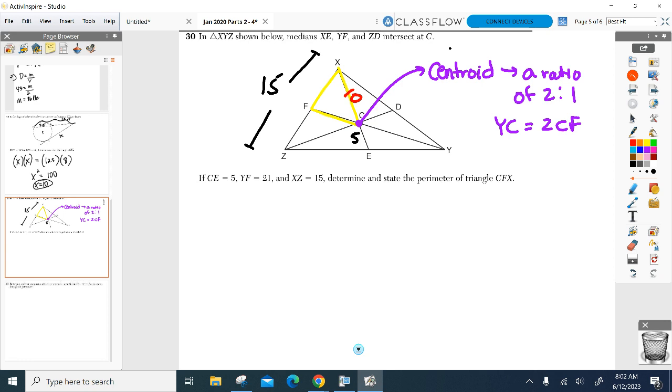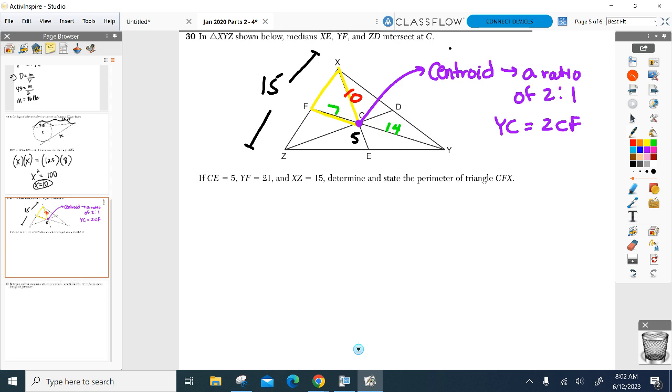All right, can we talk about YF being 21? If YF is 21, what's each piece if I know it's in a ratio of 2 to 1 now? Right? One piece is double the other. So if the whole thing equals 21, it can't be 20 and 1. That's not double the other. All right, what must be YC and CF then? 2 to 1, and the whole thing is 21. 7. Okay. FC is 7. CY is 14.